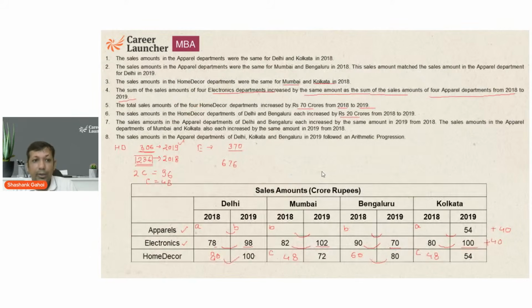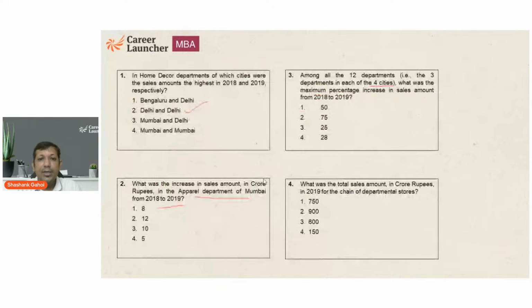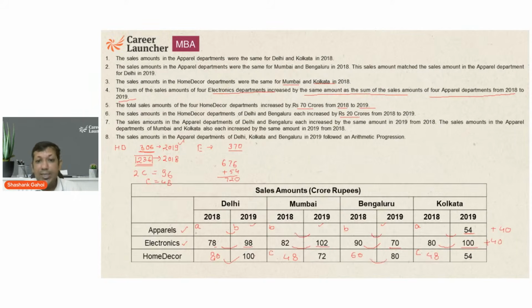Okay. But if I look at apparels, I haven't counted 54 yet. So 676 plus 54 is going to be what? 720. So it means the question wants to say sum of this plus this plus this. It is not possible. So it means my answer of question number 4 is going to be 900. Right. So I got the answer. So if I got the answer of question number 4, it means I got the sum of the sale amount of April in 2019 as well.